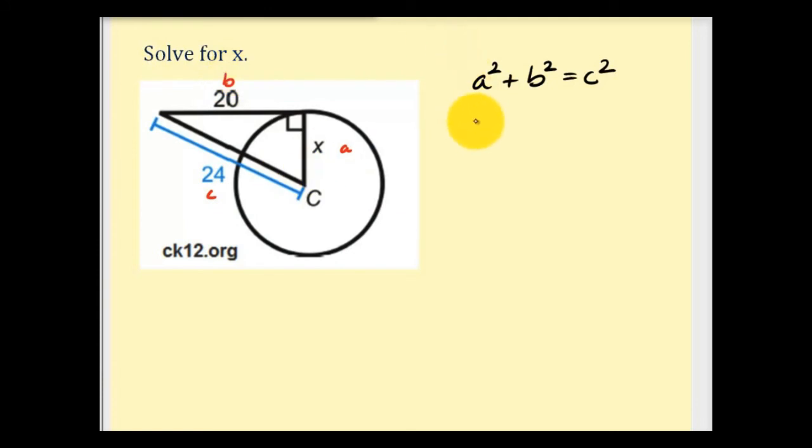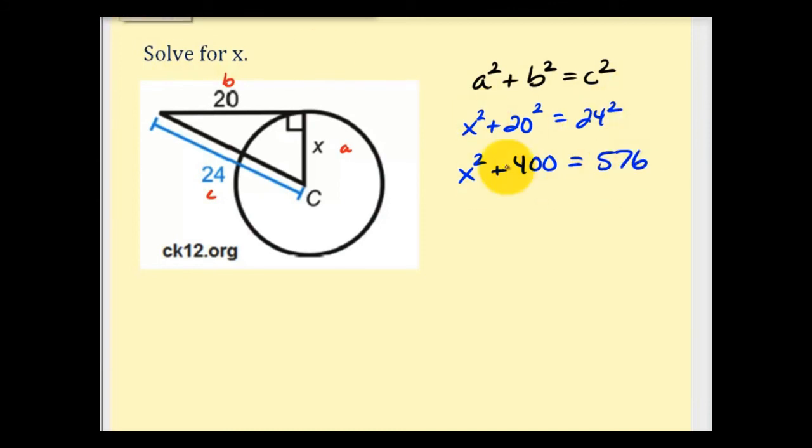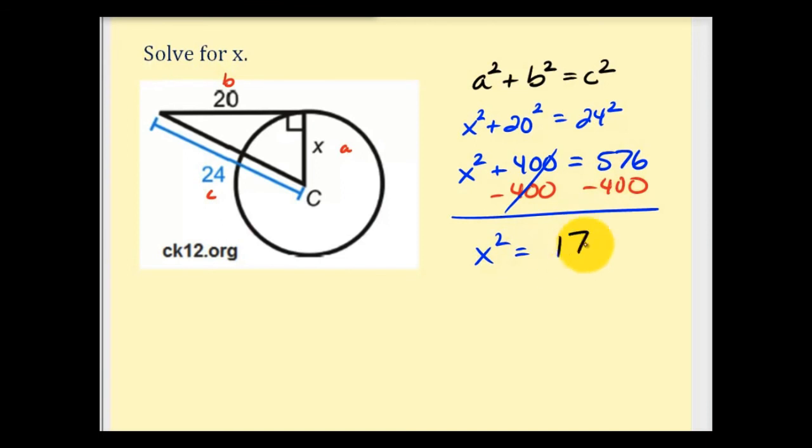So we'll have x squared plus 20 squared must equal 24 squared. So now we'll go ahead and simplify this and then solve. We'll have x squared plus 20 squared, which is 400, equals 24 squared, which is 576. 24 times 24. So now we'll subtract 400 on both sides. That will give us x squared equals 176. Now we'll square root both sides of the equation. Since x is a length, we're only going to have the principal square root, or the positive value.